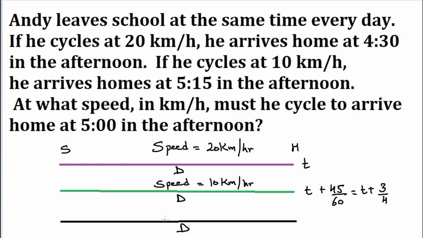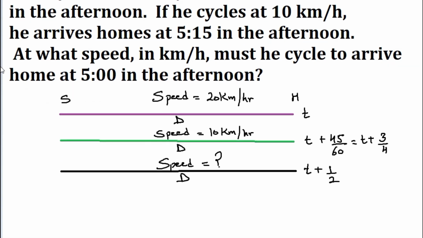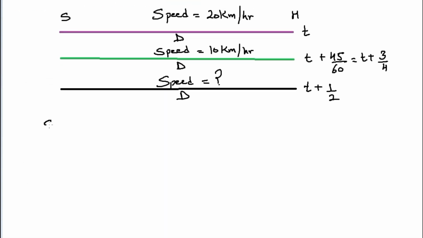And in the last scenario, we don't know the speed, which is just a question mark for us, and the time is the usual time t when he goes at 20 kilometers per hour, but now he arrives at 5, so half an hour more, so t plus 1 by 2. In hours I'm putting everything. So these are the three scenarios, and we need to find the speed. Now the basics start here. Everybody knows the speed formula: speed is equal to distance upon time, correct? So we need to utilize this formula for all three scenarios.